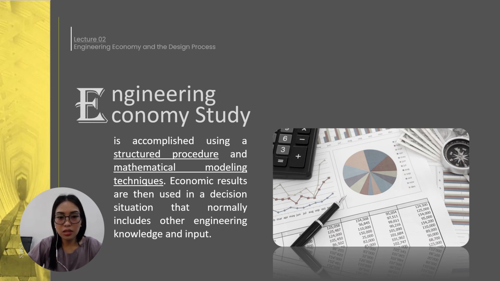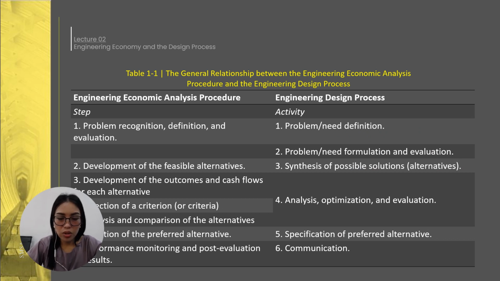The seven-step procedure is also used to assist decision-making within the engineering design process, which will be shown later. In this case, activities in the design process contribute information to related steps in the economic analysis procedure. The general relationship between the activities in the design process and the steps of the economic analysis procedure is indicated in the next table. This is Table 1-1, which shows the general relationship between the engineering economic analysis procedure and the engineering design process.